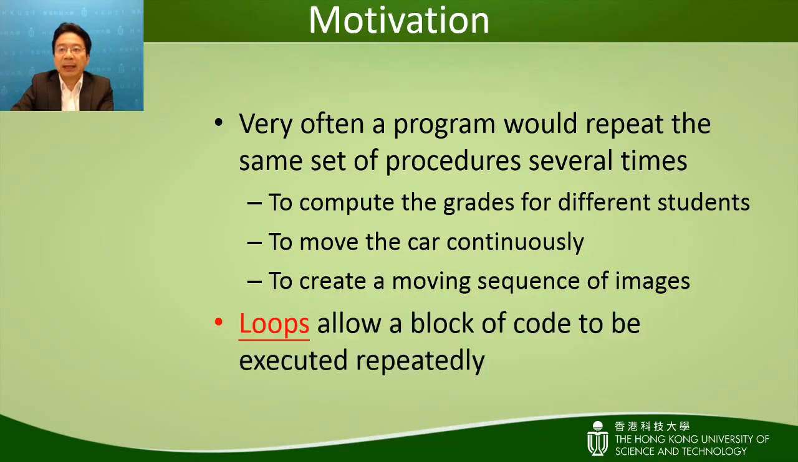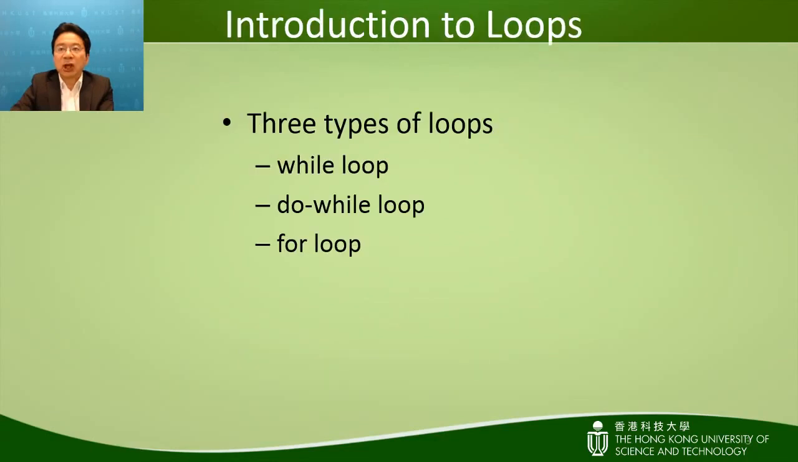In order to do that, the programming language needs to support certain control structures that will allow a set of similar actions to be carried out repeatedly. This kind of control structure is called loops. Loops allow a similar set of actions to be executed many times using the same blocks of code. Java supports three different types of loop structures, namely the while loop, the do-while loop, and the for loop. I'll discuss each of them in detail.